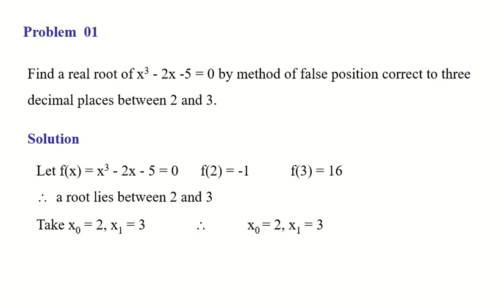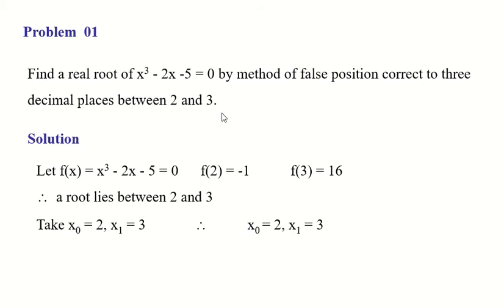Okay, now we shall consider a problem. The question is: find a real root of x³ − 2x − 5 = 0, correct to 3 decimal places, between 2 and 3. So here it is given in the question itself that the root lies between 2 and 3.